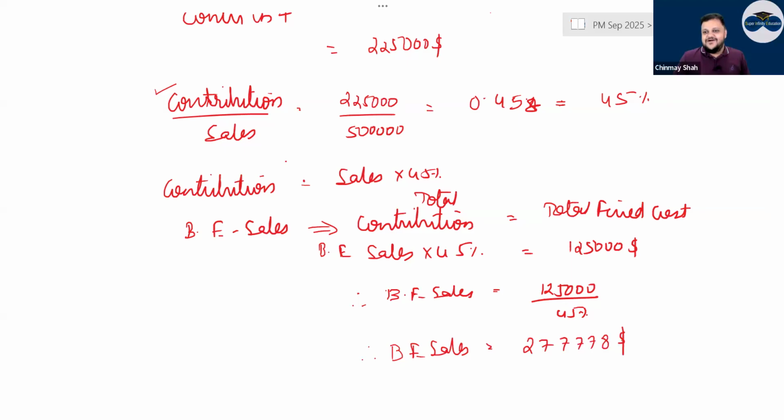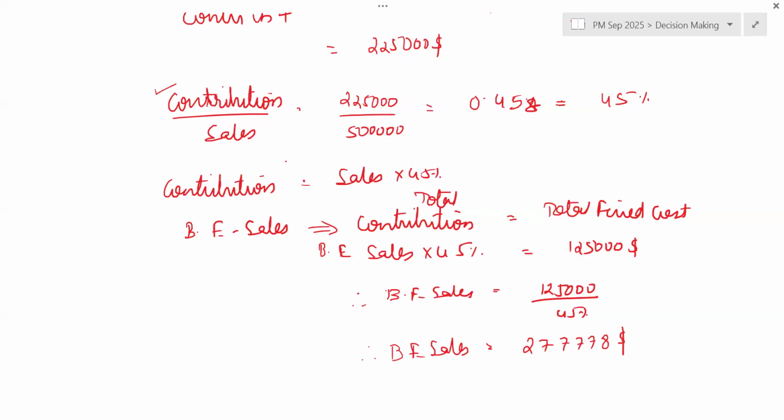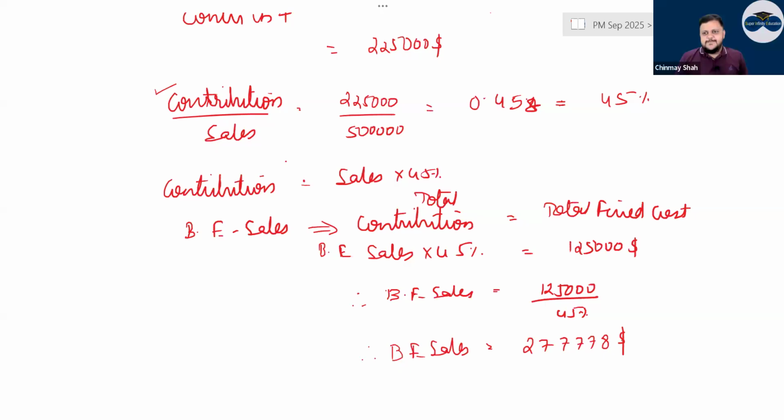Now does it make sense? You may know the formula, but this is the logic. Contribution is equal to sales into 45%. If I want my contribution to be equal to the fixed cost, and I divide the fixed cost by the contribution by sales ratio, will I get my sales at the break even point? Think a bit. This is a derivation of the formula.